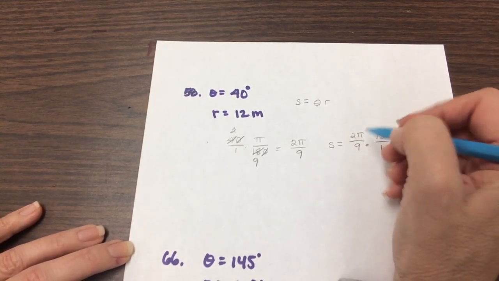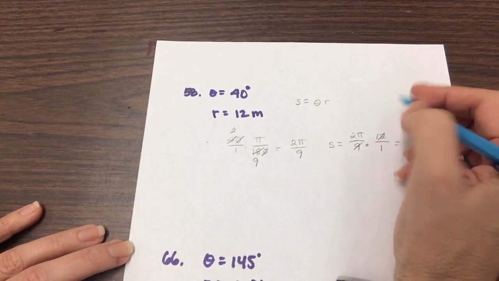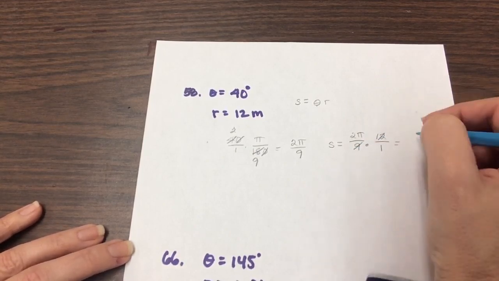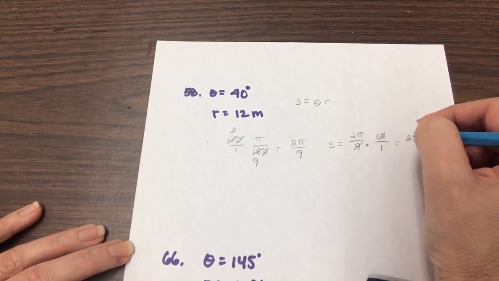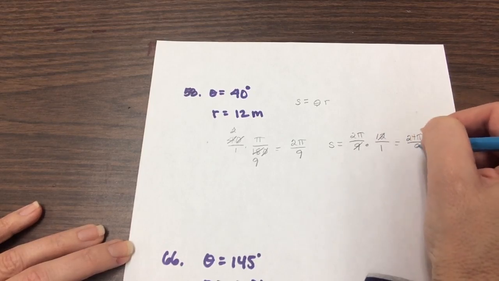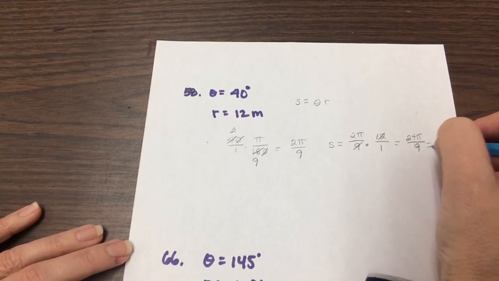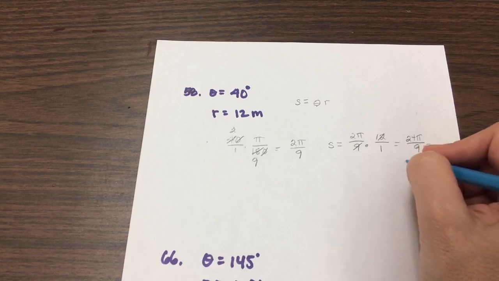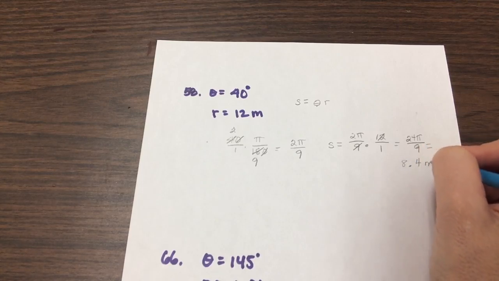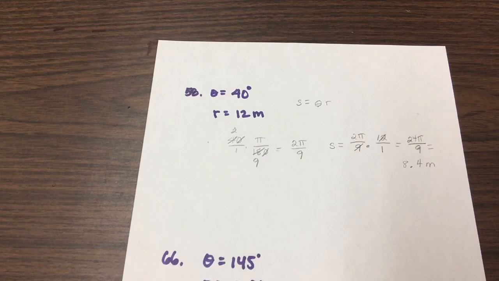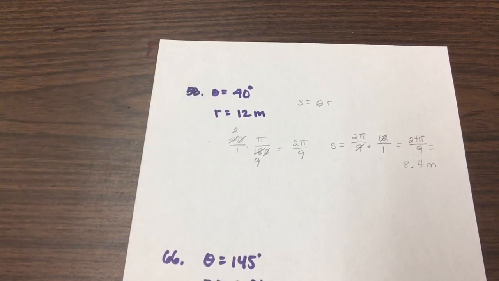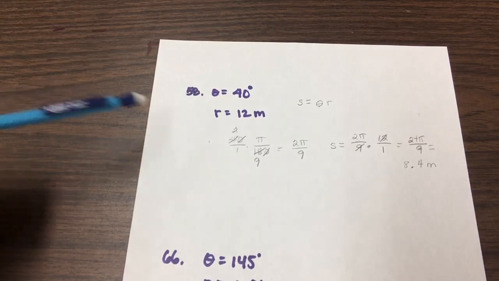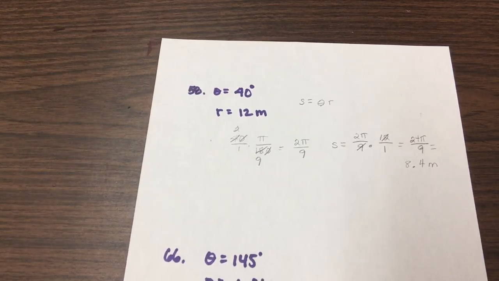And you can just plug this straight in your calculator. You can clean it up. You can do whatever you want to. Let's just leave it to simplify. Let's say it's 24 pi over 9. Okay, and when I plug that in my calculator, I get approximately 8.5 meters. Okay, so that's just plugging in the information they give me. The only thing is, make sure you convert your central angle from degrees to radians. Alright, this is looking for arc length.